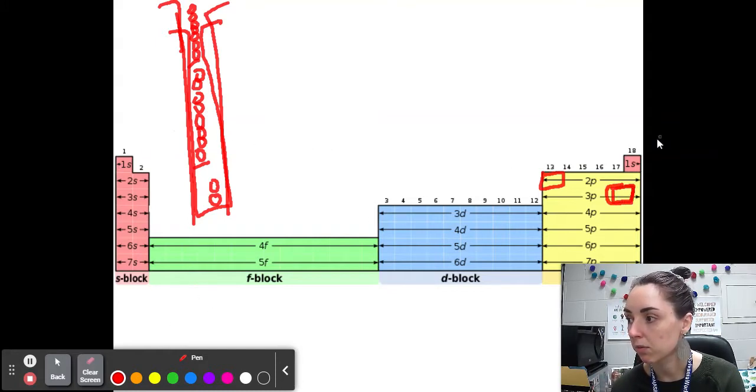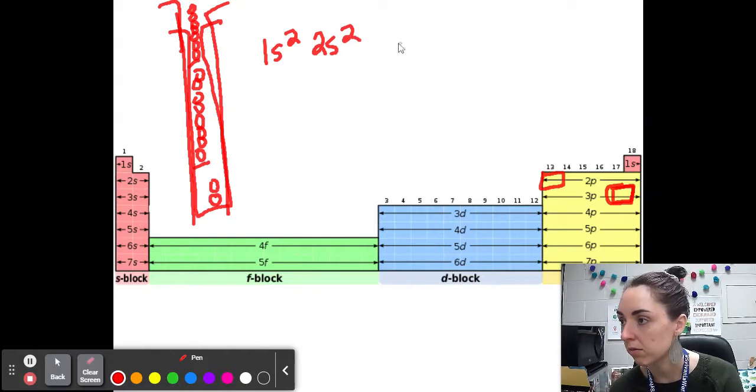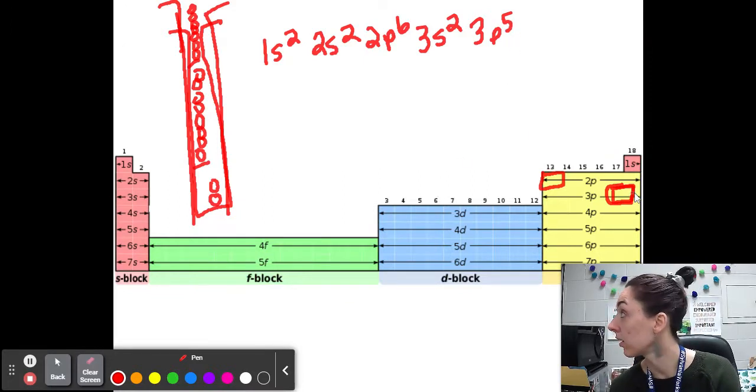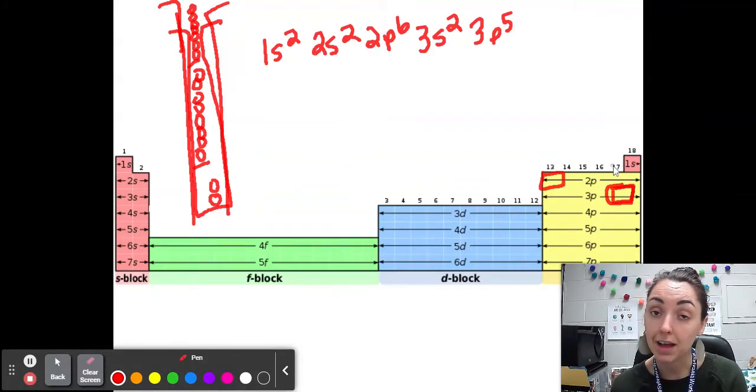So I have to go through the 1s2. So my 1s2 is full. My 2s2 is full. My 2p6 is full. My 3s2 is full. Then I go 3p, 1, 2, 3, 4, 5. 3p5. 3p6, 1 over, would be argon. So 3p5, that p level's not full.